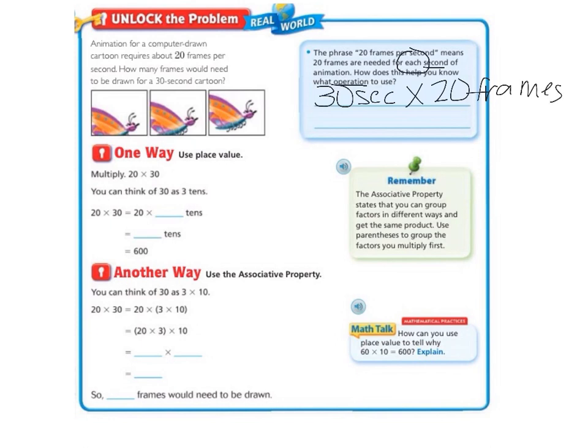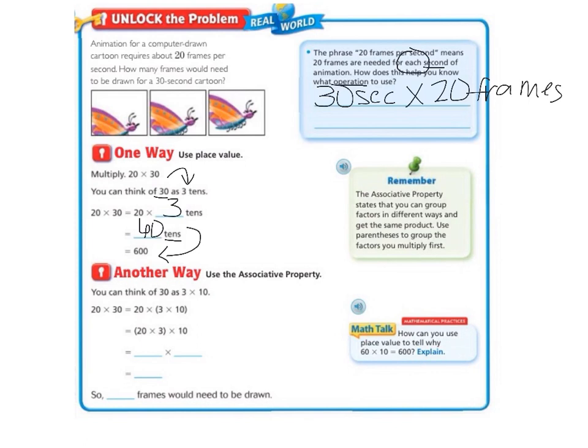Okay? One way to multiply with multi-digit numbers with tens is to think of 30 as 3 groups of 10. So I can multiply 20 times 30 as 20 times 3 tens. Then if I multiply 20 by 3, I get 20, 40, 60 tens. And remember, tens means I add one more zero back on, so I get 600.